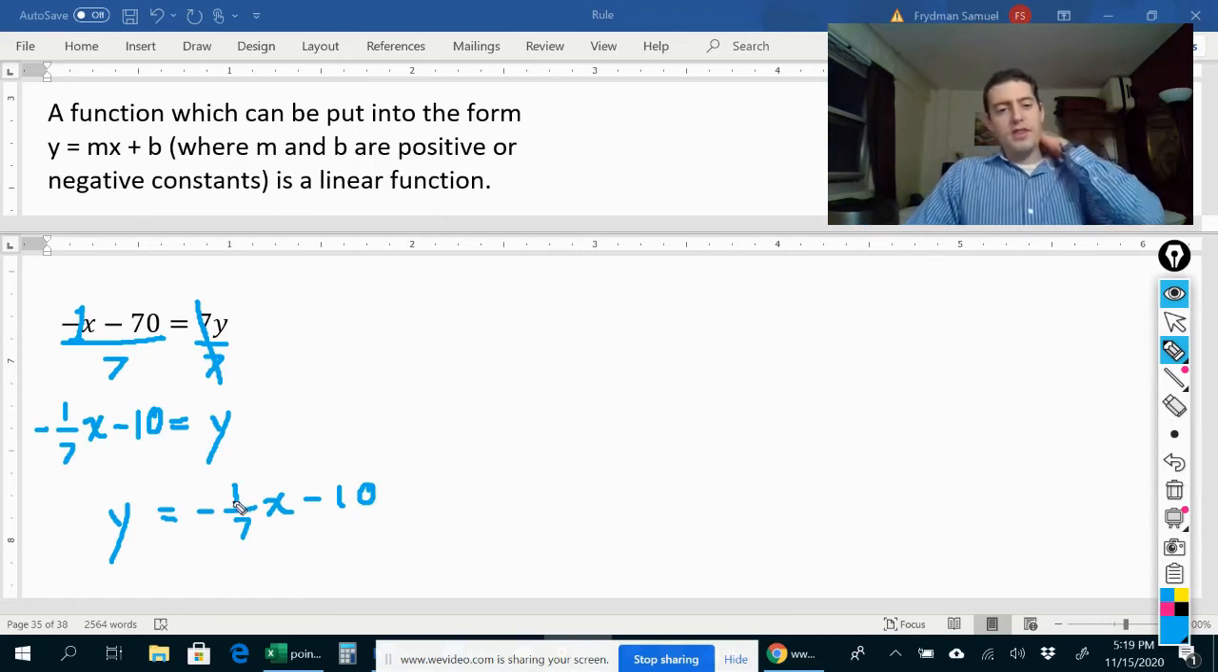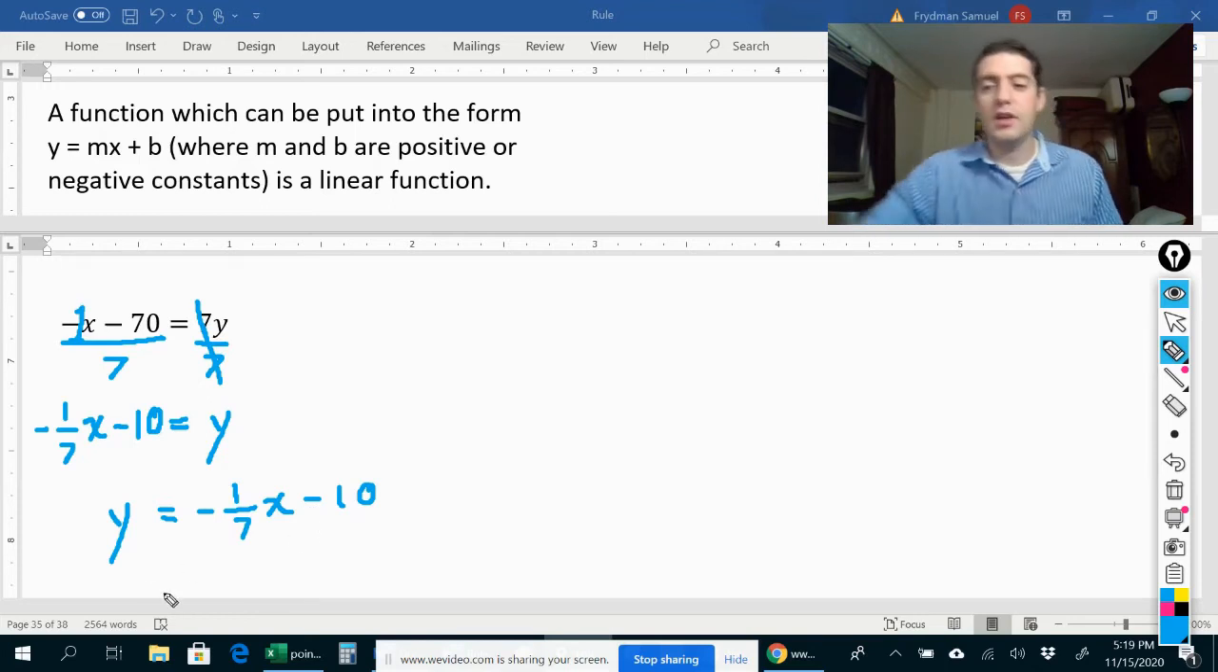So the fact that this is a fraction and it's also a negative number does not matter. So our m is simply -1/7. It might look messy, but it's okay. It's a perfectly fine constant for our m value.